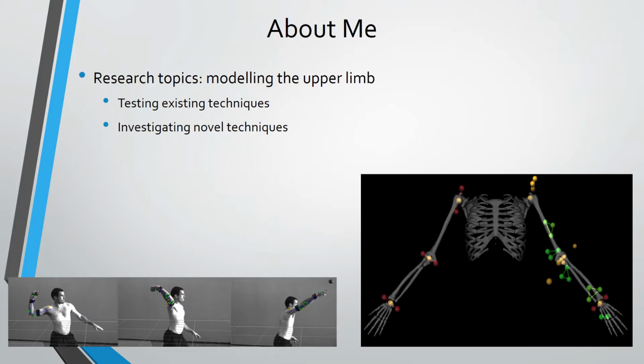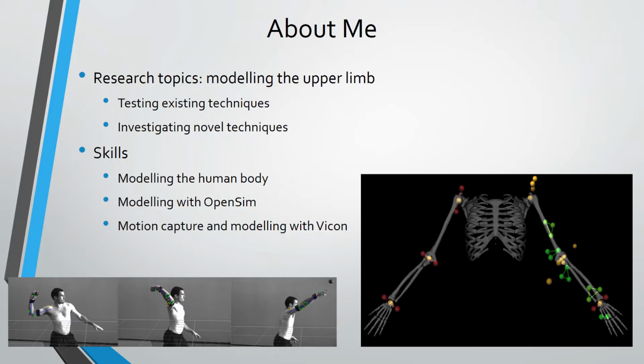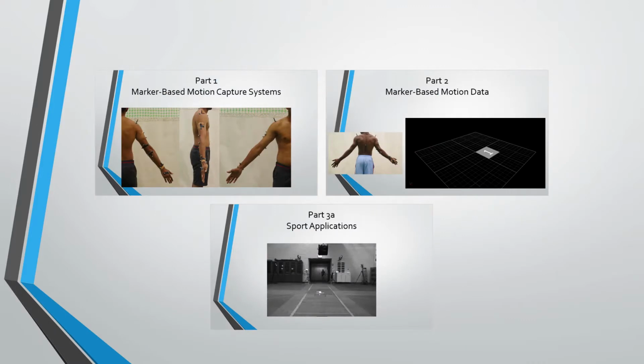Through my PhD I've looked at particular research topics, particularly involving modelling the upper limb. I've been looking at existing technologies and techniques and how we use them, but also looking at new, innovative and novel techniques to solve existing problems. Through this I've developed a skill set which includes how we model the human body, modelling with OpenSim, which is a program you might come across during your course, but relevant to today, motion capture and modelling with Vicon technology and marker-based motion systems.